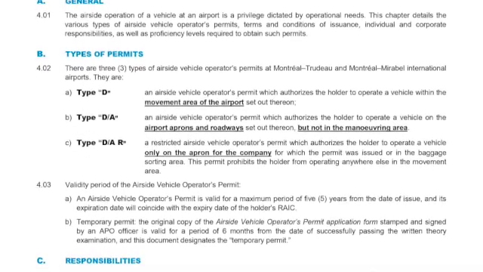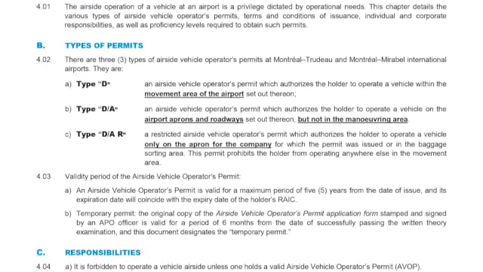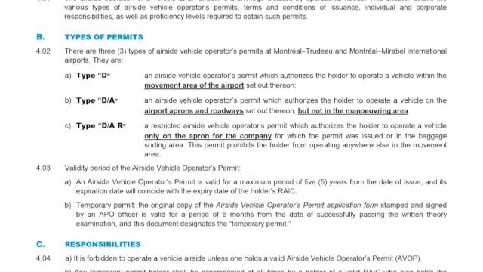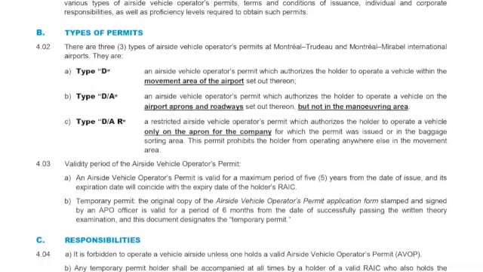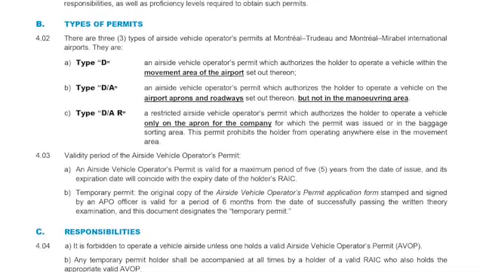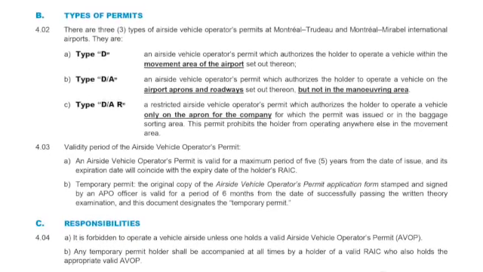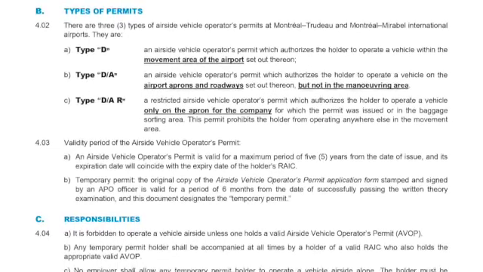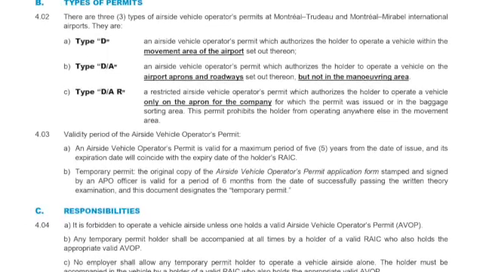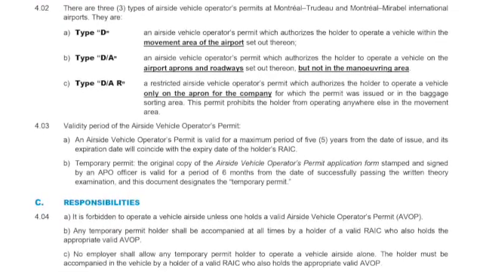03. Validity period of the airside vehicle operator's permit. A. An airside vehicle operator's permit is valid for a maximum period of 5 years from the date of issue, and its expiration date will coincide with the expiry date of the holder's RAIC. B. Temporary permit. The original copy of the airside vehicle operator's permit application form stamped and signed by an APO officer is valid for a period of 6 months from the date of successfully passing the written theory examination, and this document designates the temporary permit.